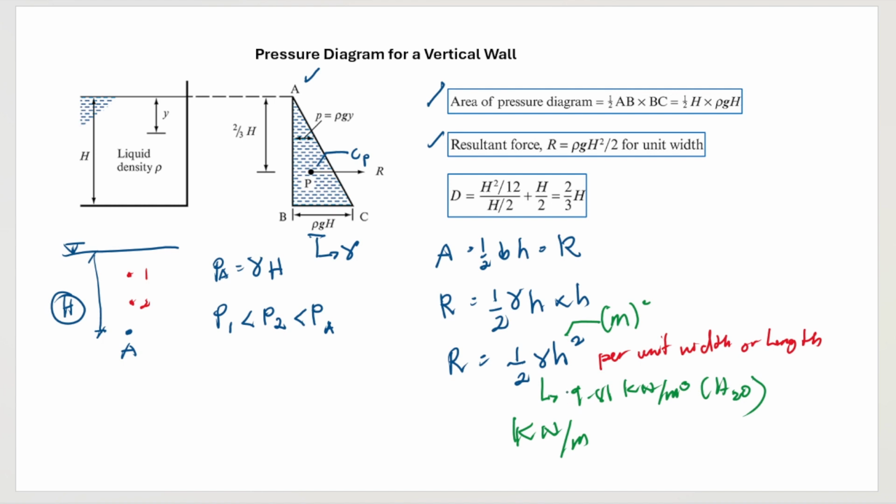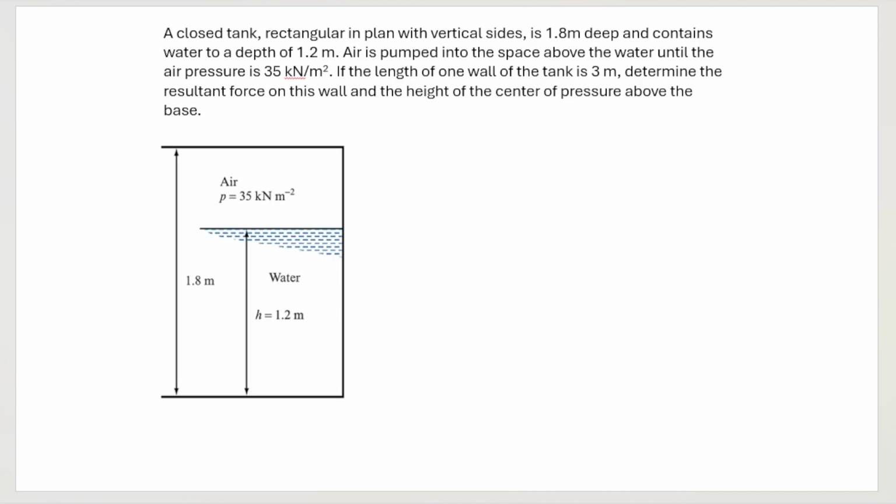So, to have a sample problem with that, let's answer this question. A closed tank, rectangular in plan, with vertical sides 1.8 meters deep, contains water to a depth of 1.2 meters. Air is pumped into the space above the water until the air pressure is 35 kilonewton per square meter. If the length of one wall of the tank is 3 meters, determine the resultant force on this wall and the height of the center of pressure above the base.